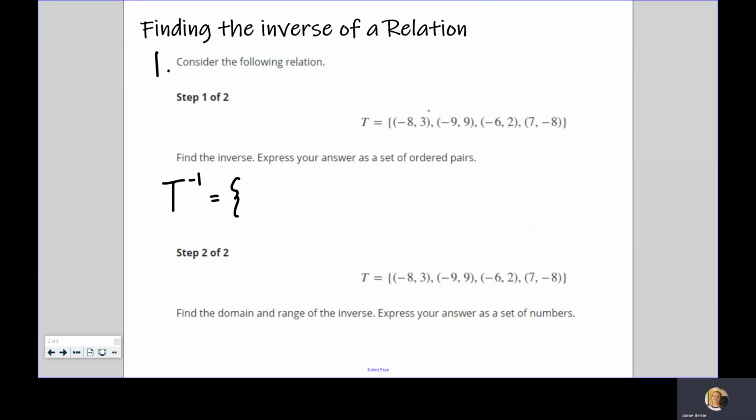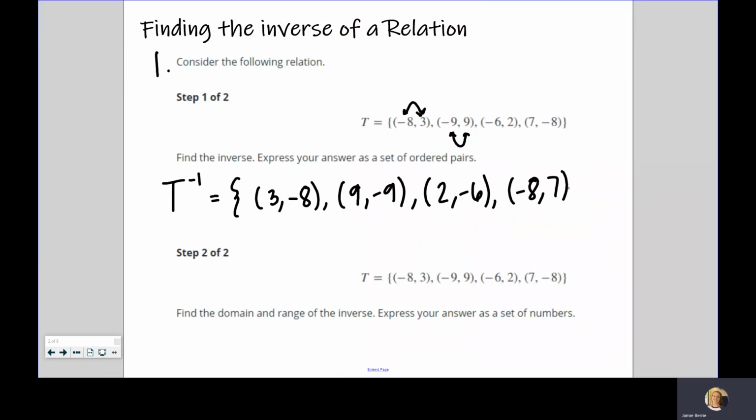All right, so it's going to be a set of ordered pairs, and it's super easy to find the inverse of a relation. You just switch the first and second coordinates of each of the ordered pairs. So this is going to be (3, -8). The next one, again, we're switching, so that would be (9, -9). The next one would be (2, -6). And then (-8, 7). Super easy.